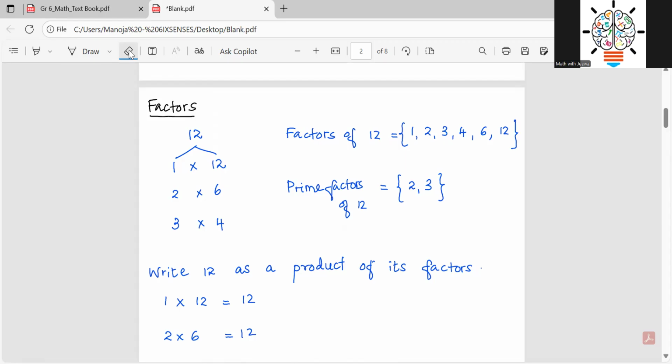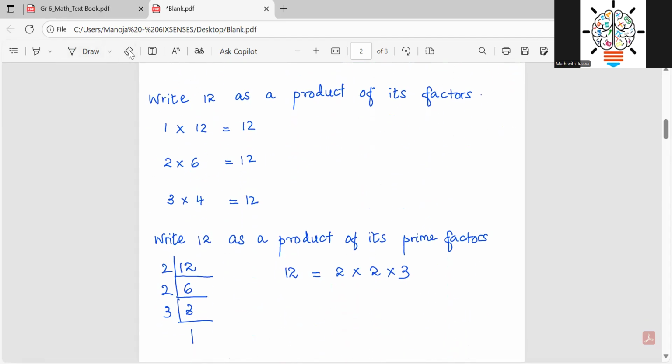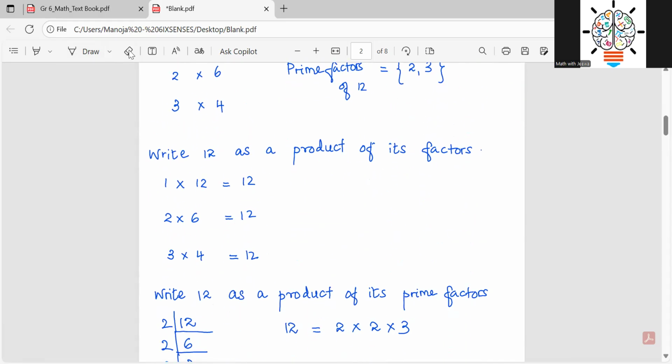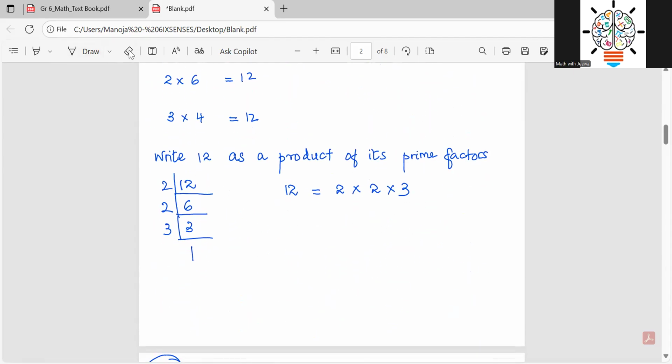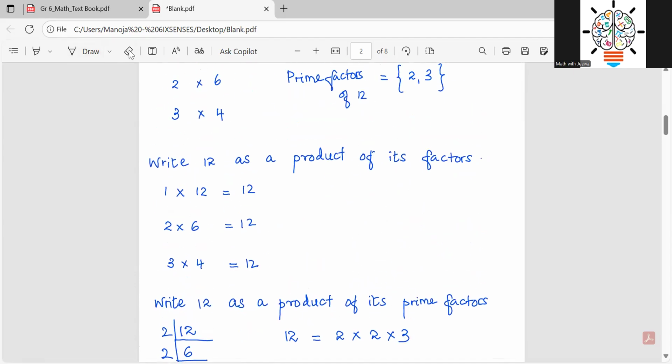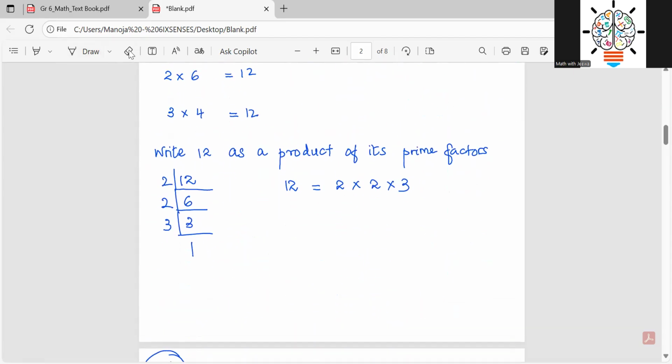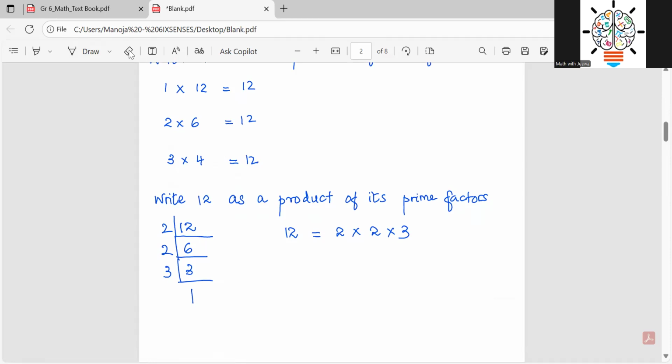Then another way of getting the question is that they ask you to write a particular number as a product of its factors. You just multiply these factor pairs in your tree diagram and show 1 times 12 and 2 times 6 and 3 times 4. But if they have given you another question, write 12 as a product of its prime factors, you always want to divide 12, or whatever number they have given, by the prime factors 2 and 3. 12 divided by 2 is 6. 6 divided by 2 is 3. 3 divided by 3 is 1.